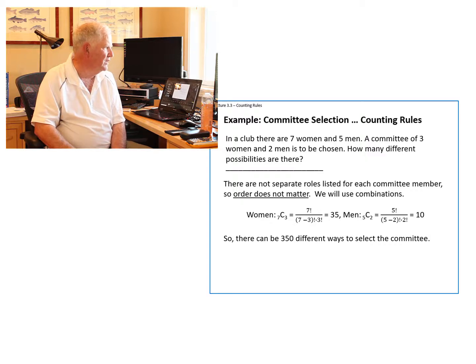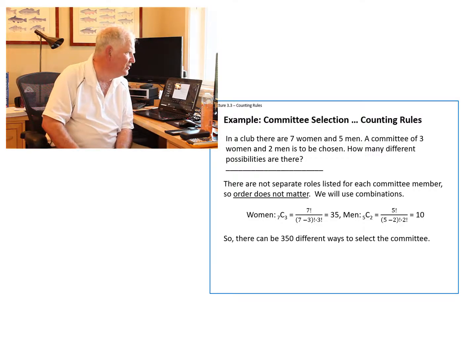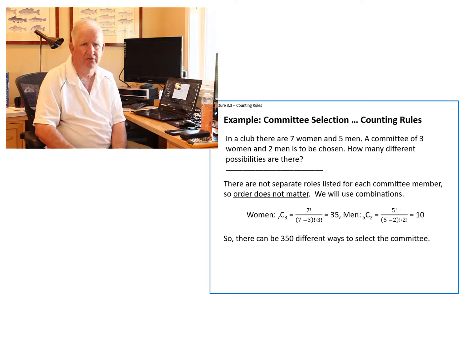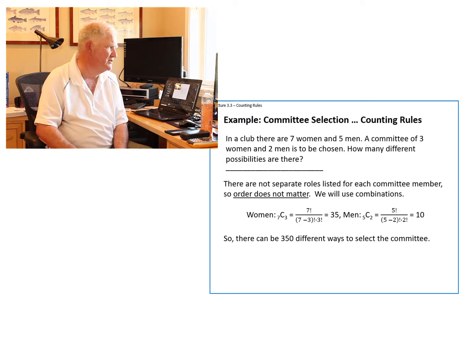So again, the number of groups of 3 women out of 7 is 7 things taken 3 at a time. 7 factorial divided by the difference factorial divided by 3 factorial. That turns out to be 35. Again, you'll be able to use your calculator if you like. I'll show you how to do that soon enough. And likewise, how many groups of 2 men out of 5 can be selected. 5 things 2 at a time. 5 factorial over the difference factorial all over 2 factorial is 10. 35 times 10 is 350, and that's the answer.